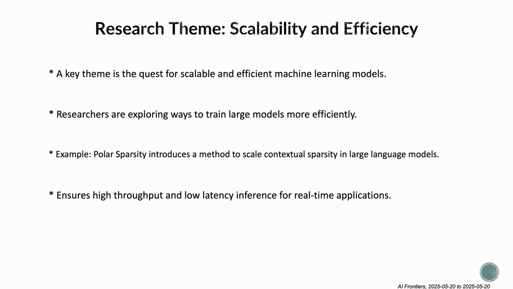For example, the paper Polar Sparsity, High-Throughput Batched LLM Inferencing, with Scalable Contextual Sparsity, introduces a method to scale contextual sparsity in large language models. This ensures high throughput and low latency inference, crucial for applications requiring real-time processing, such as chatbots and virtual assistants.